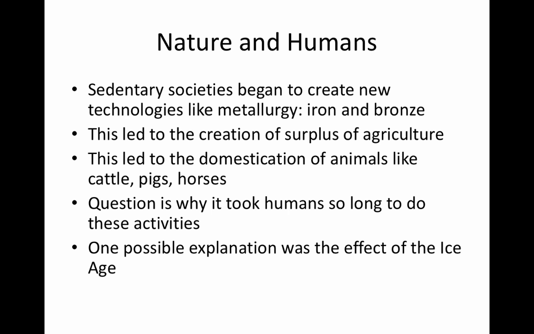Now you might think, okay, iron and bronze probably used for military exploits, which actually is true. They were used for military exploits, but that wasn't their main purpose. Their main purpose really was to create surpluses of agriculture. So they used iron and bronze in order to create these surpluses, which then led into the domestication of animals like cattle, pigs, and horses.